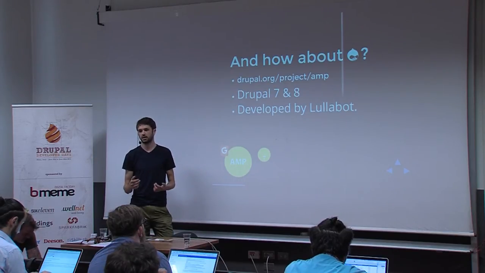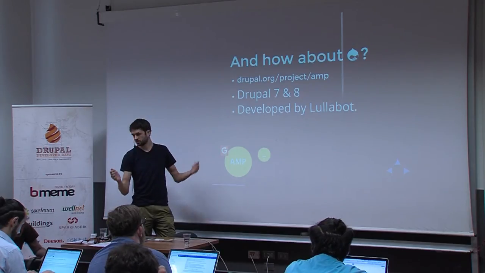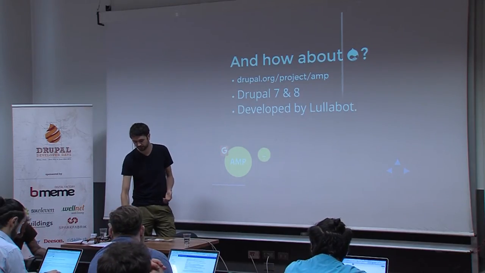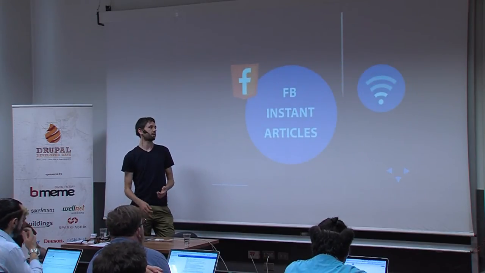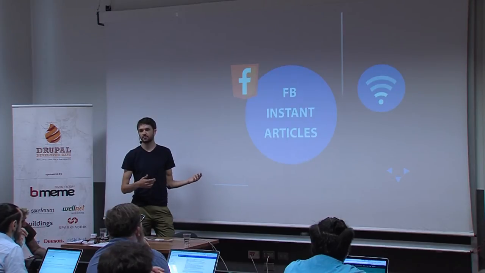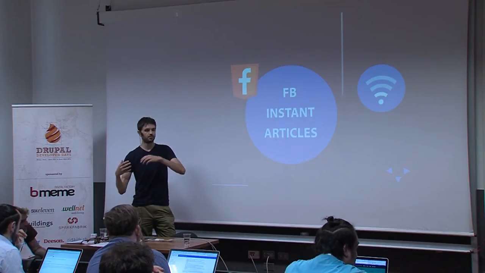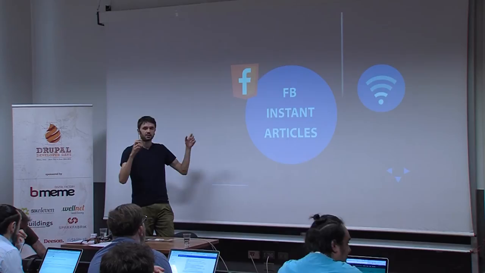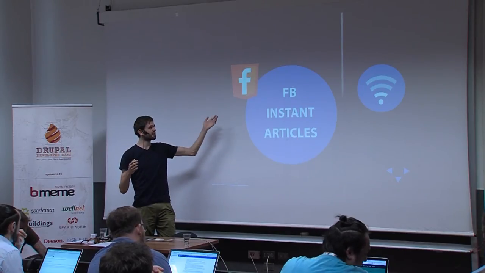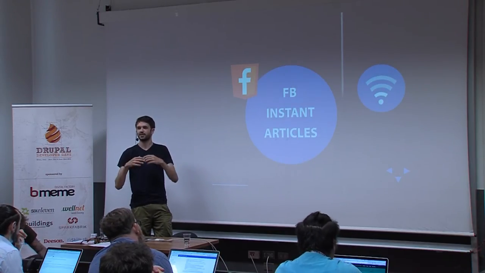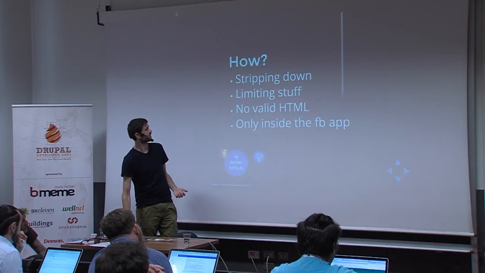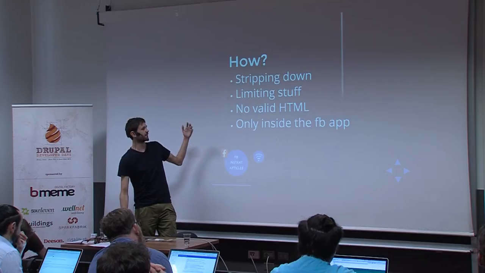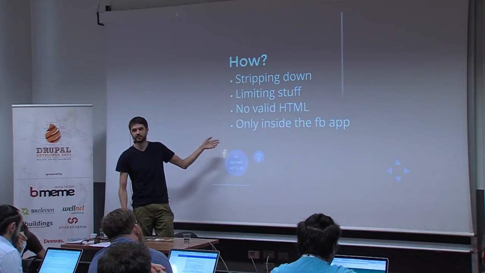If you have a client that has a lot of ads that they want to put in the world or throw around, it's a very good use case for it. Now, if Google did it, Facebook did it. So Facebook did exactly the same thing, but instead of keeping it in Google HTML, they developed their own custom stack of HTML and they called it Facebook HTML. No, that's my name for it. Basically it's all the same stuff. It's stripped down, they limit stuff, it's not valid HTML, and it only works inside the Facebook app.